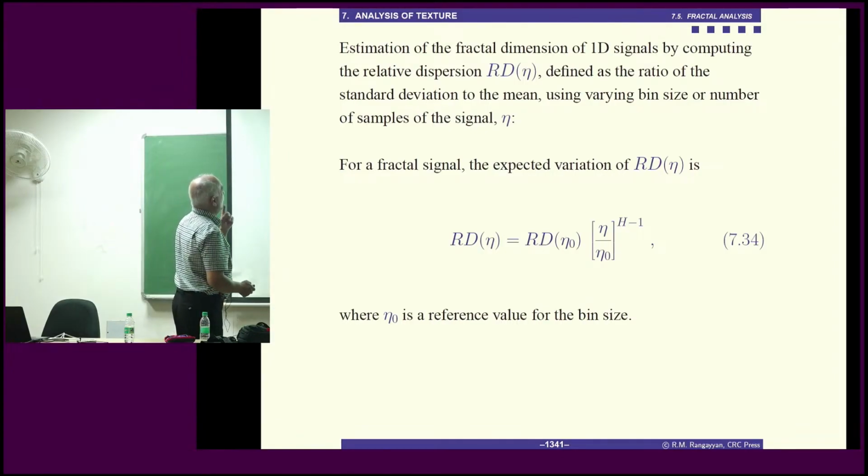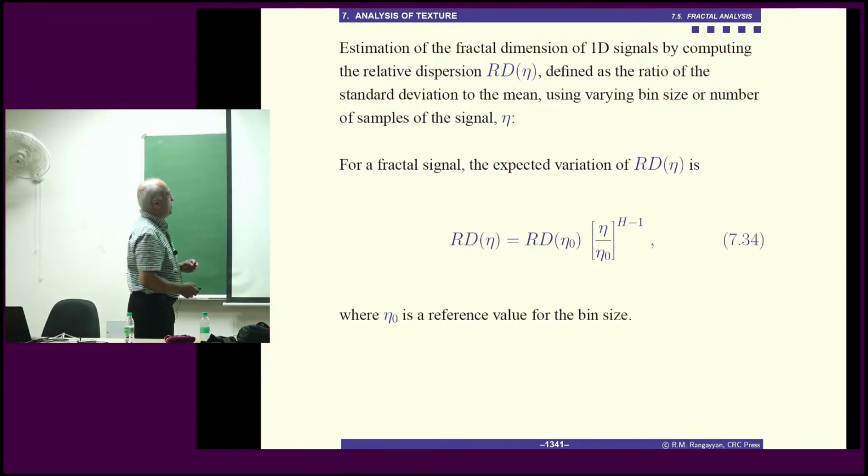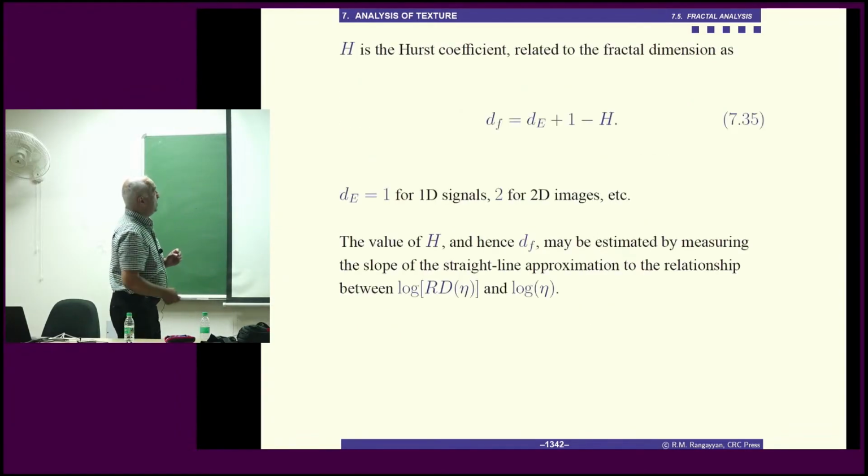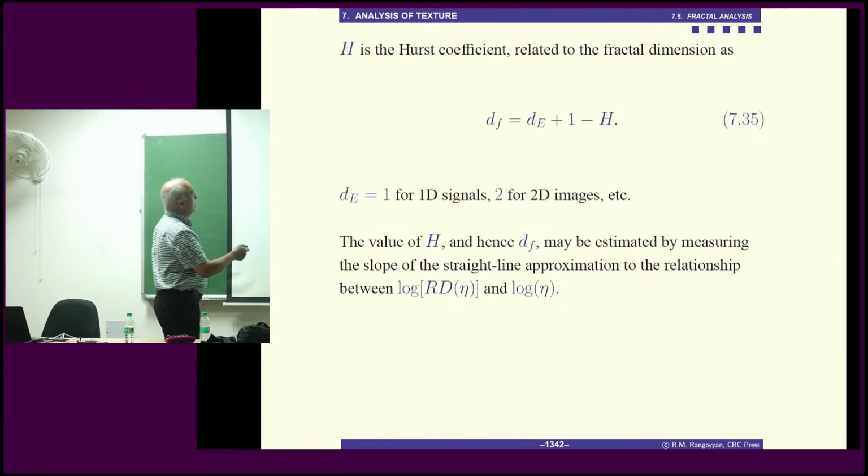There are a few more definitions. There is one called relative dispersion. RD of eta is the ratio of the standard deviation to the mean using varying bin size. So RD eta naught is a reference value for the bin size, and RD eta is RD eta naught times eta over eta naught to the power of h minus 1, where this h is known as the Hurst coefficient. And the fractal dimension df is given by the Euclidean dimension de plus 1 minus h.